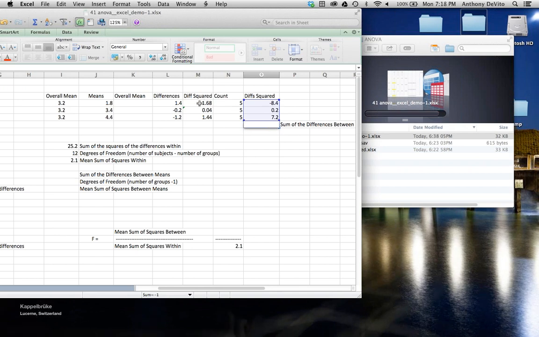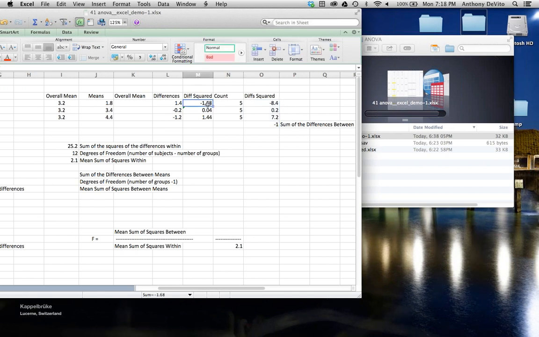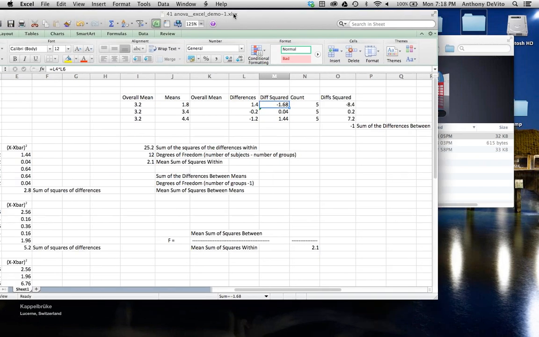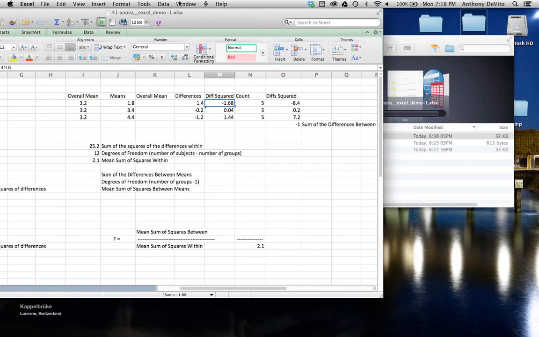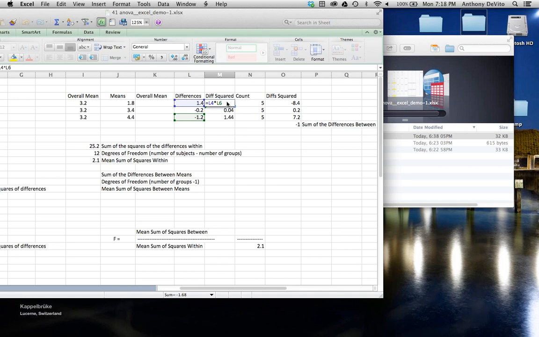Okay, hang on a second. Something went wrong here. Is that a negative number? Let me just check this. Equals. Nope, that should be okay. I'm not sure why I'm getting a negative number there.